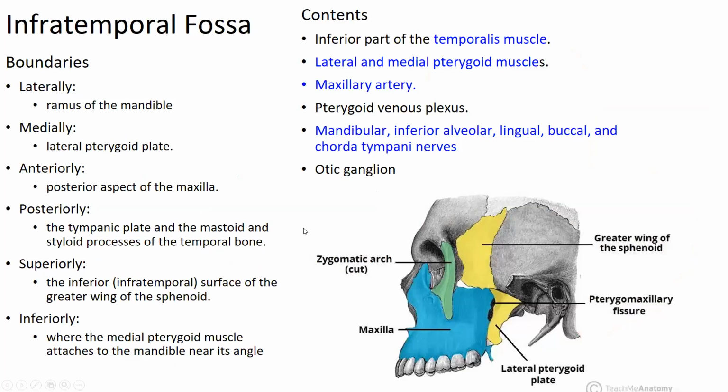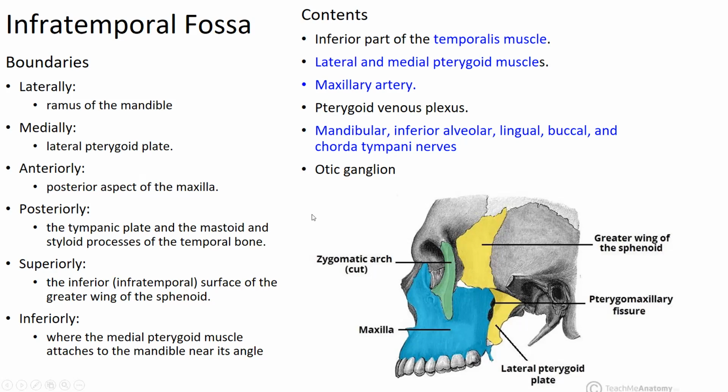So here's the infratemporal fossa. Lateral boundary is going to be the ramus of the mandible. Medially is the lateral pterygoid plate. Anteriorly is going to be the posterior aspect of the maxilla. And then posteriorly is the tympanic plate and mastoid and styloid processes of the temporal bone. So it's going to be back in here-ish. Superiorly is the greater wing of the sphenoid, and then inferiorly is going to be the medial pterygoid muscle itself, which is not on here.